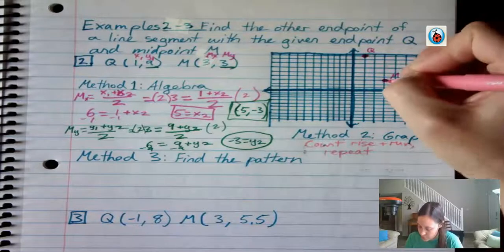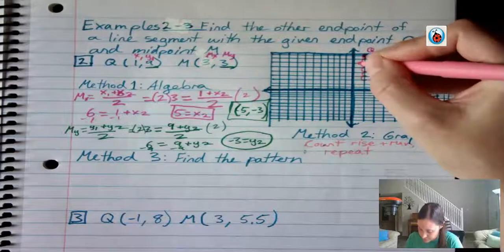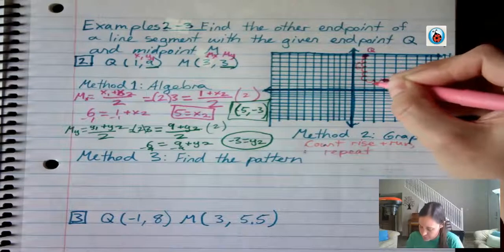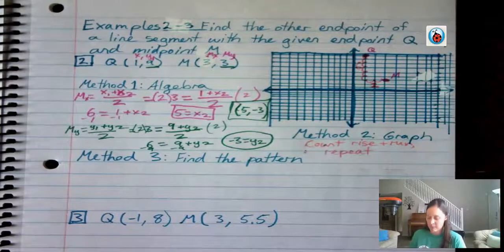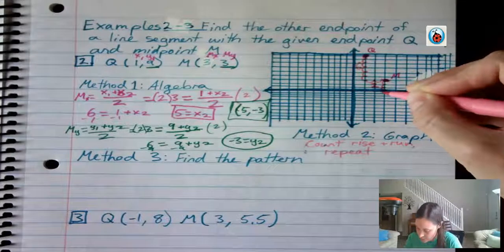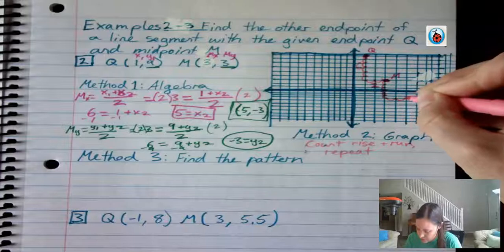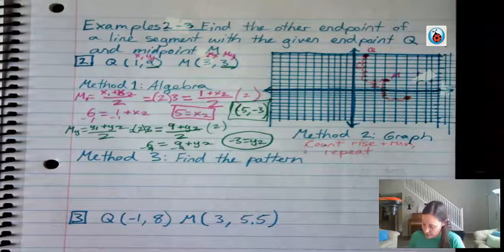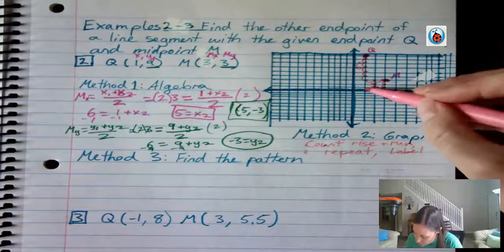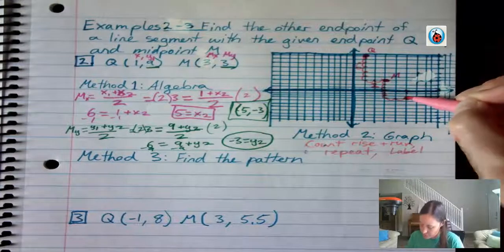So I'm counting from Q to M, 1, 2, 3, 4, 5, 6. Okay, and then I count to M is 1, 2. So that's the exact middle. Middle means I'm halfway there, so I just have to do the same thing again. 1, 2, 3, 4, 5, 6. And then forward 1, 2. And then I repeat, and then I need to label that point. And so that point is 1, 2, 3, 4, 5, and negative 1, 2.